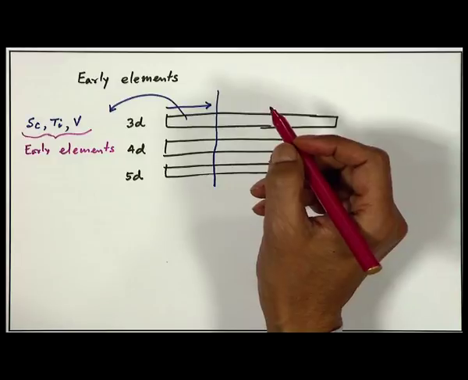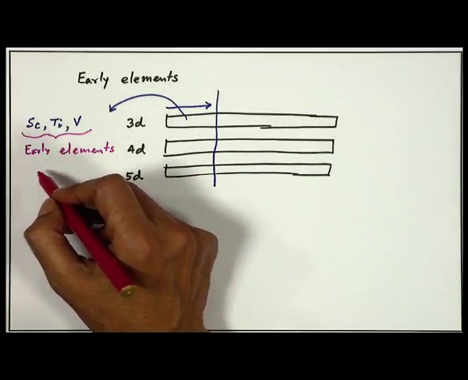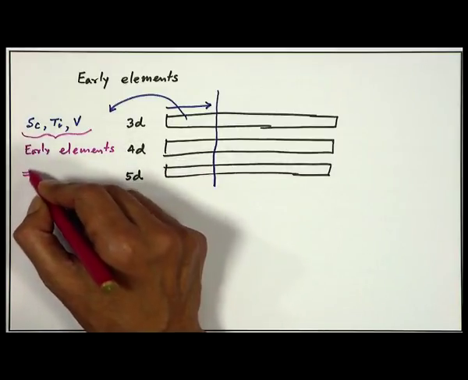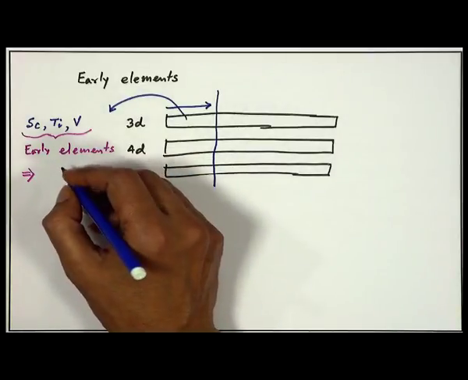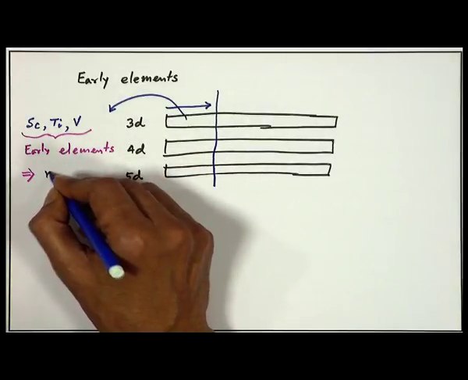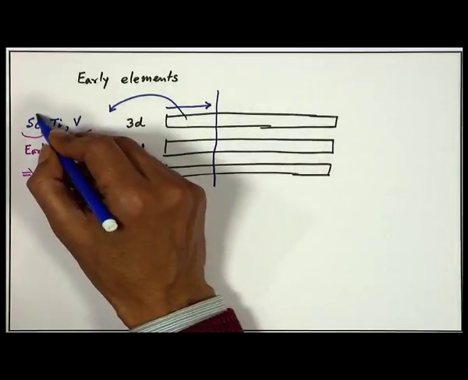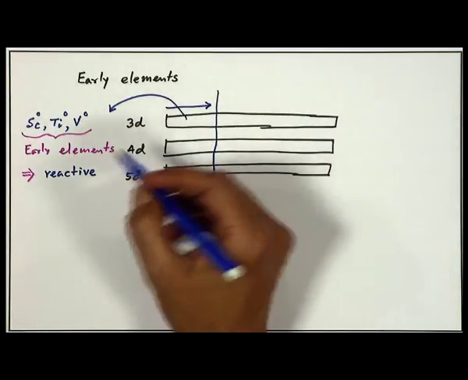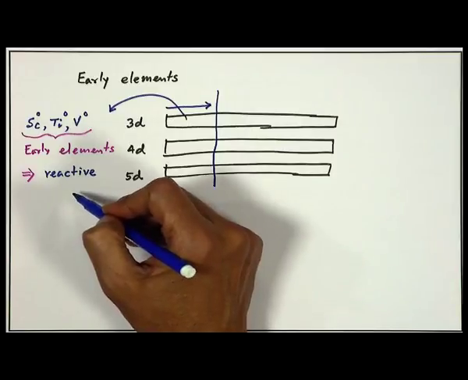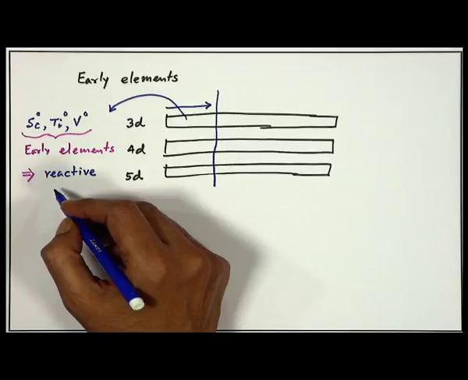So, these early elements are highly reactive. Thermodynamically, they are reactive to what? If we write that they are thermodynamically reactive, what reaction? The reaction is in the atomic state also, that means scandium 0, titanium 0 and vanadium 0 will be very much reactive towards other electronegative elements like oxygen and fluoride.